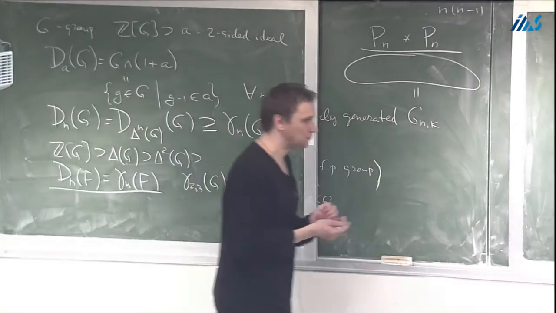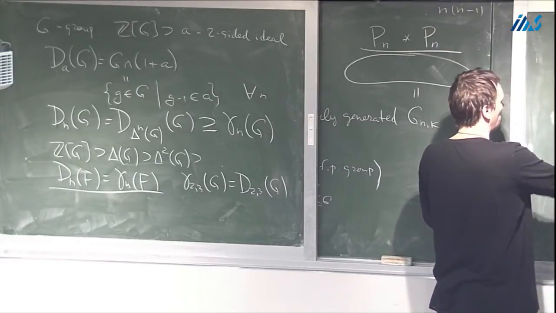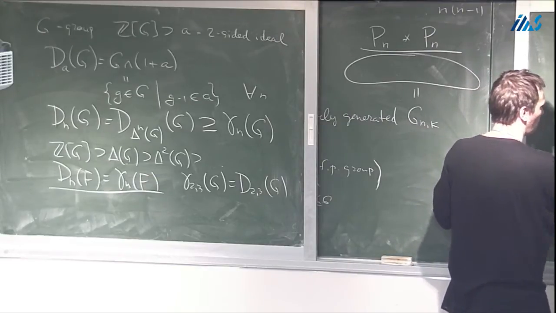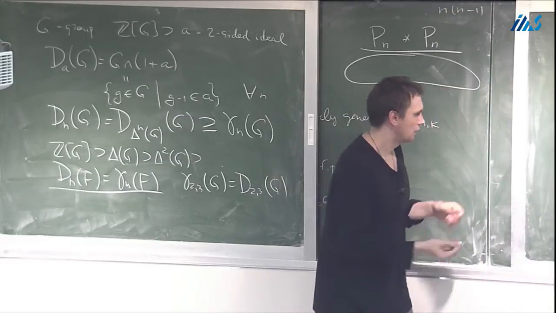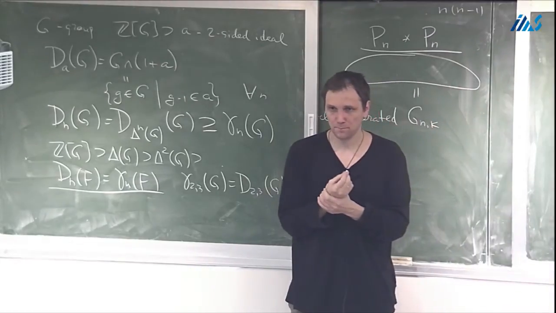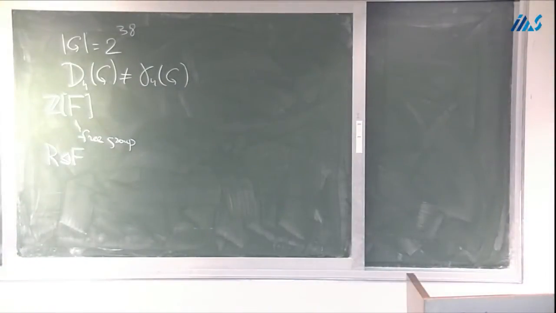Now, let's consider the following question. We take a free group F, its group ring, and take some normal subgroup R of F. This is an integral group ring over F, the group ring over the free group. F is a free group, and the ring is the group ring over Z, yeah.